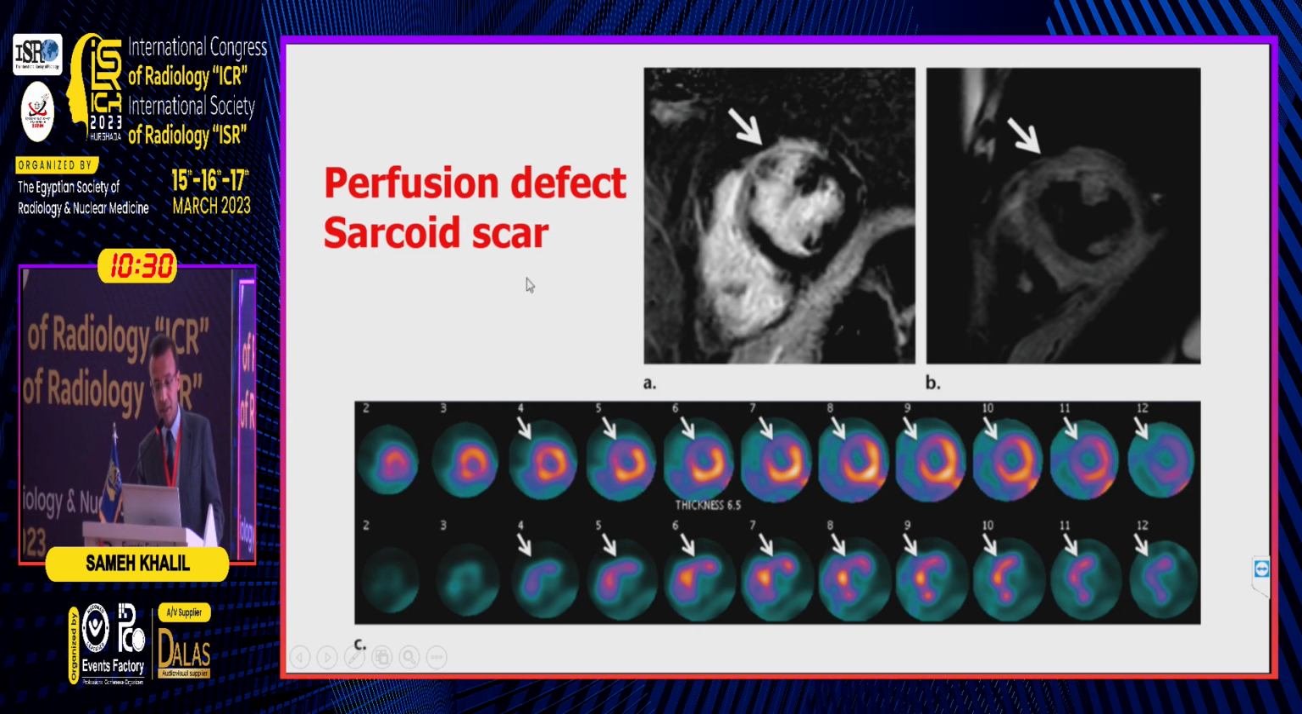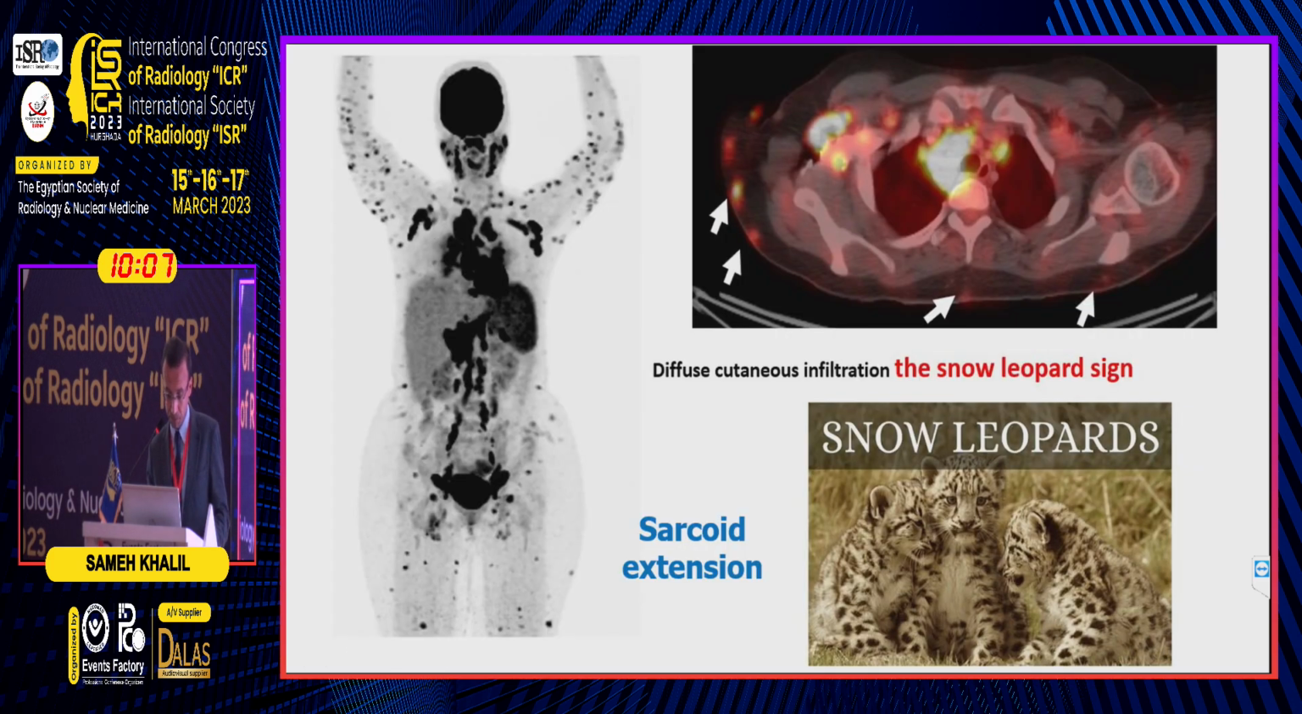And this is a case of perfusion defect in sarcoid scar. We have delayed gadolinium images. We have delayed enhancement in the LAD territory. It is not an acute insult. On T2 fat sat, we have no edema, and we have no FDG uptake. So this is a post-myocarditis scar and dead myocardium.